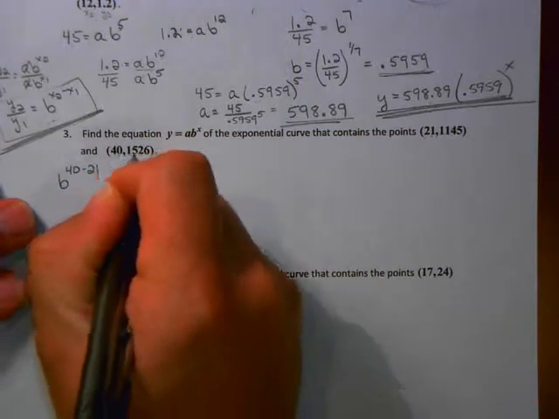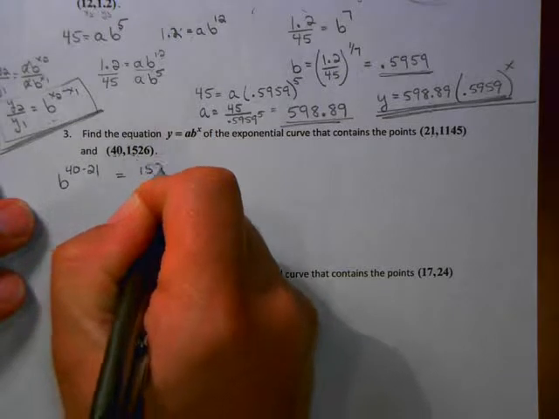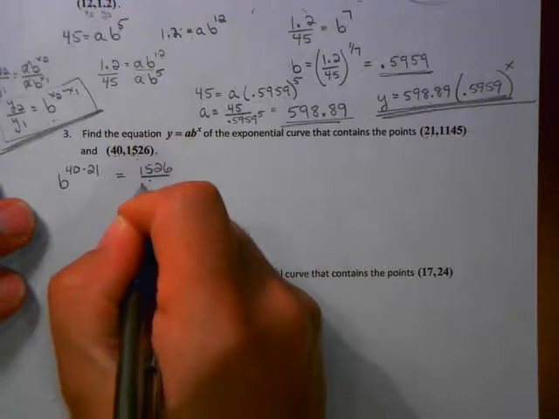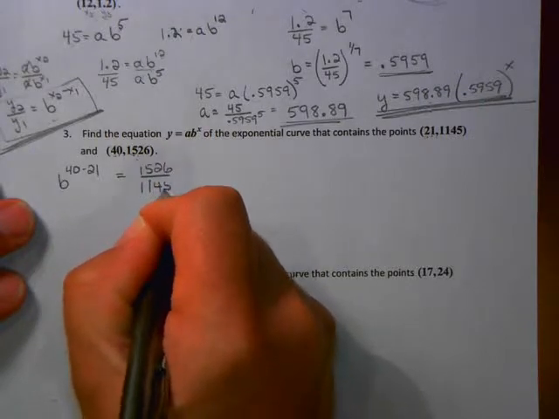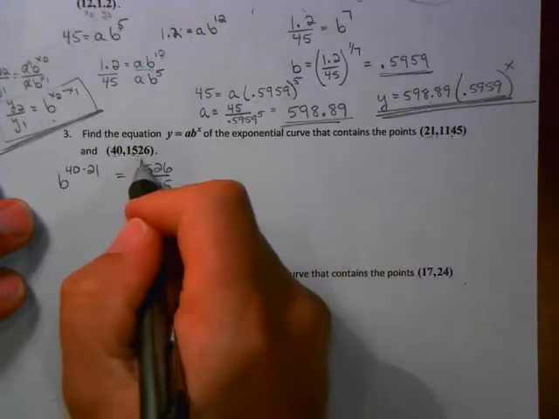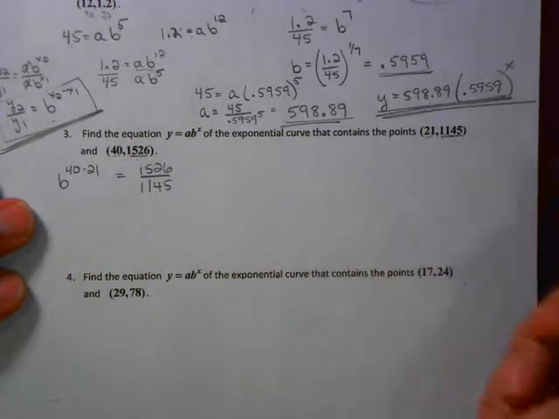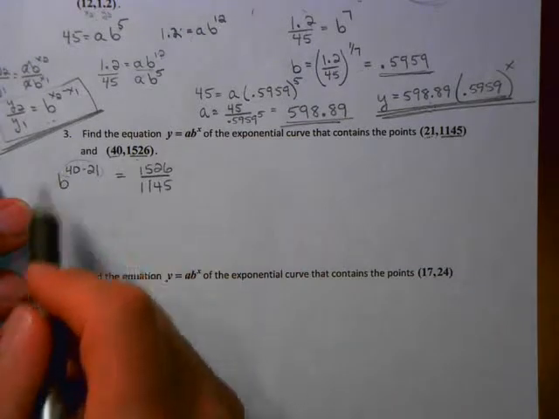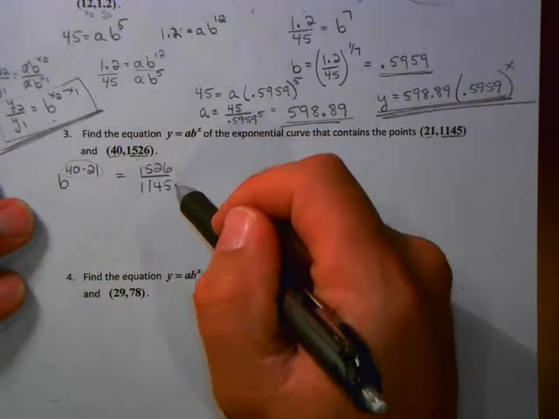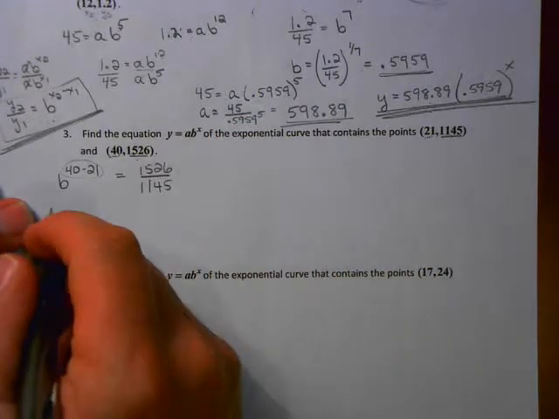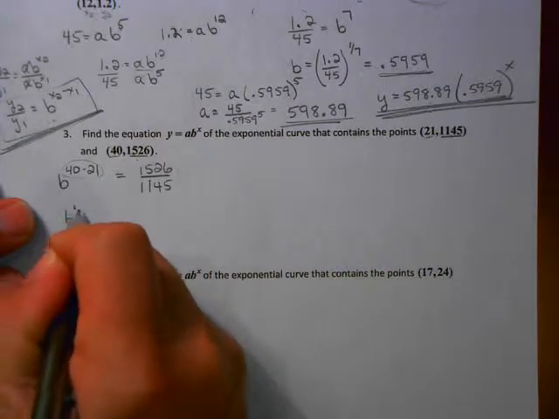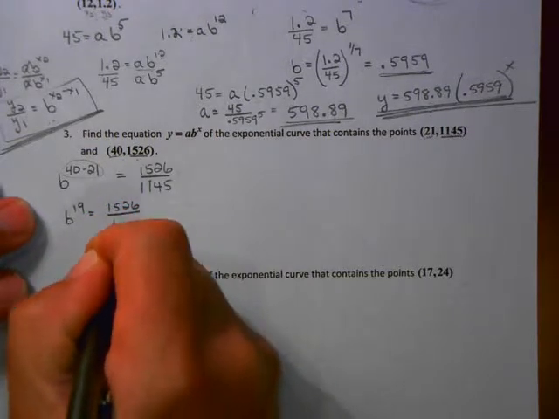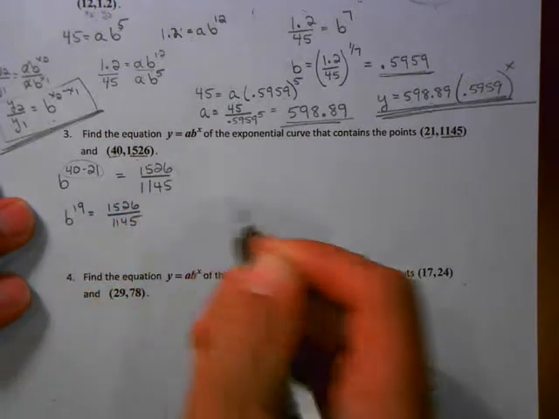equals, this was my starting, so I have to take that 1526 divided by 1,145. You don't want this x, you're dealing with our y's. This is our y divided by that y. Here's our x minus that x. So this is our difference in our x. This is our quotient in our y's. So we have b to the 19th equals 1526 over 1145.